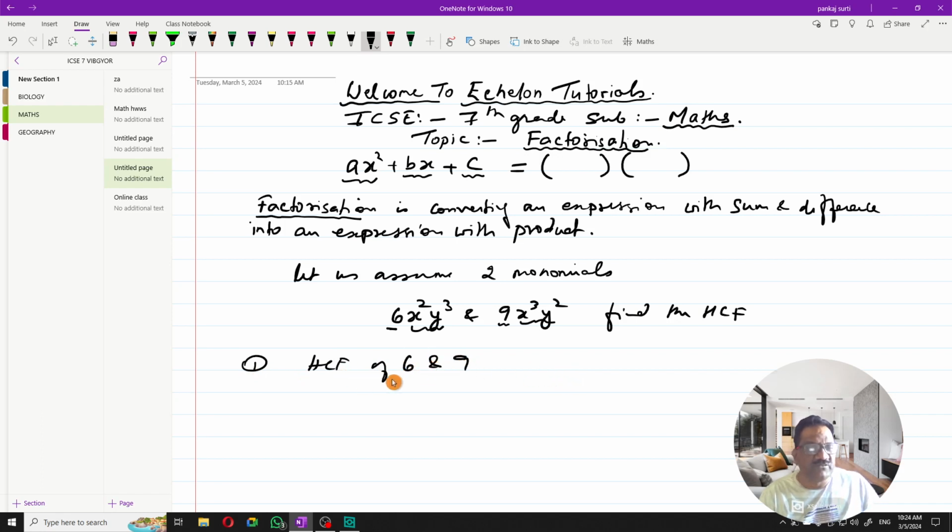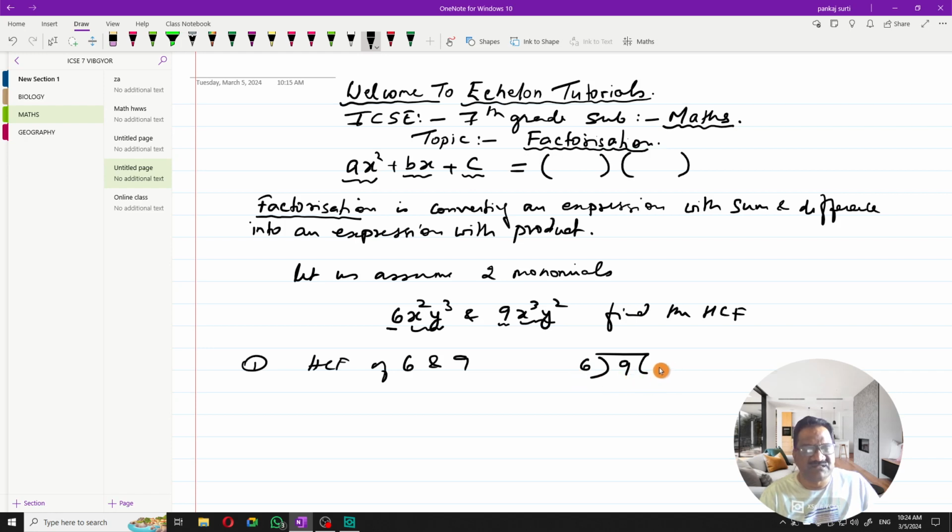Now you know how to find out the HCF of 6 and 9, because you must have studied this in your earlier class, in the 6th grade also. If not, I'll tell you how to find out the HCF of 6 and 9. There are many ways. The best way is the division method. So take the smaller number outside, and take the bigger number inside. In fact, you have to divide the bigger number by the smaller number. So you will divide 9 by 6. This way you have to start.